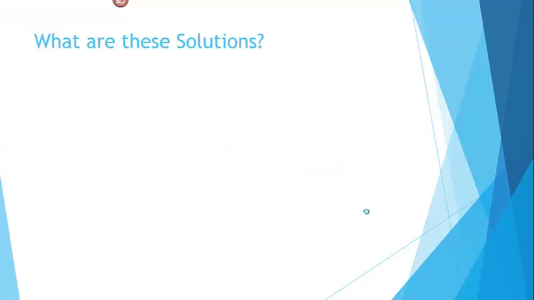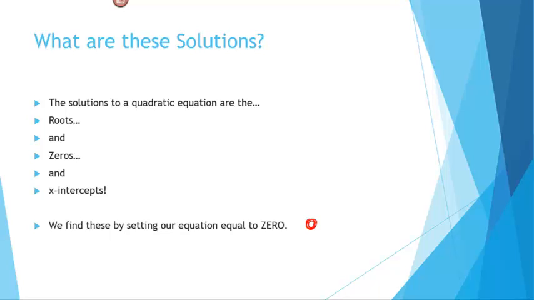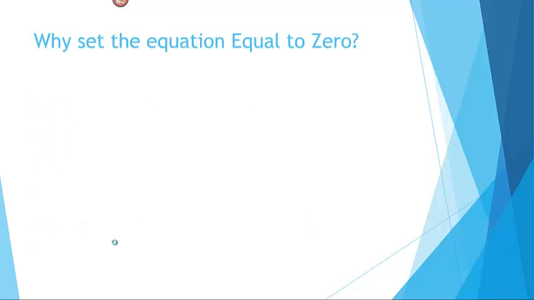Okay, so what are these solutions we're talking about? The solutions to a quadratic equation are the roots and the zeros and the x-intercepts. Alright, so we find these by setting our equations equal to 0, as in y equals 0 equals f of x. So f of x can equal 0 if we use f of x, and then y equals 0. Got it? Good.